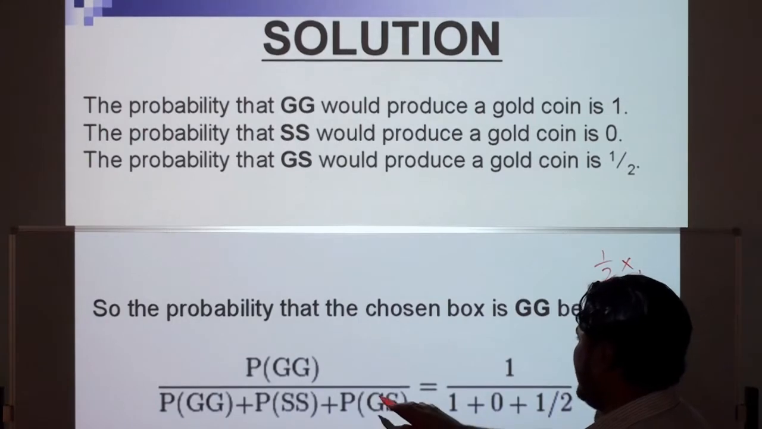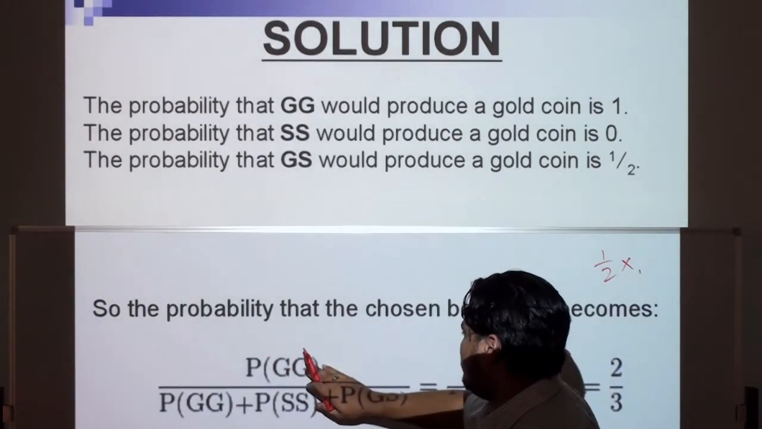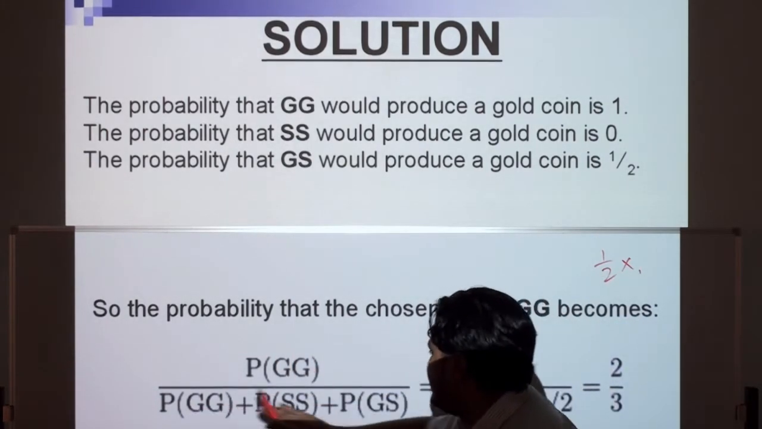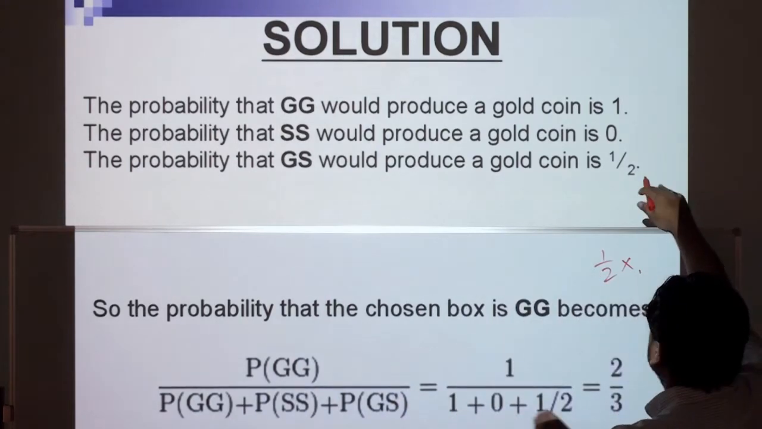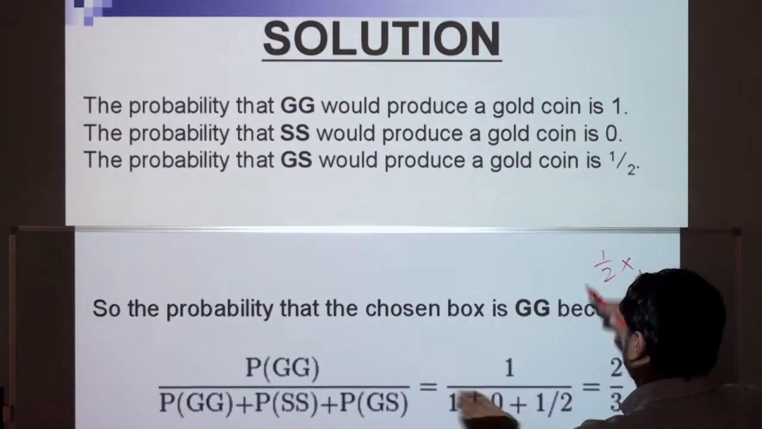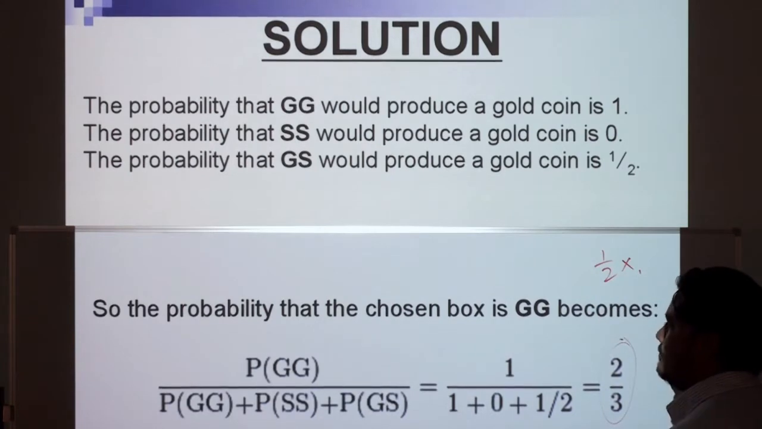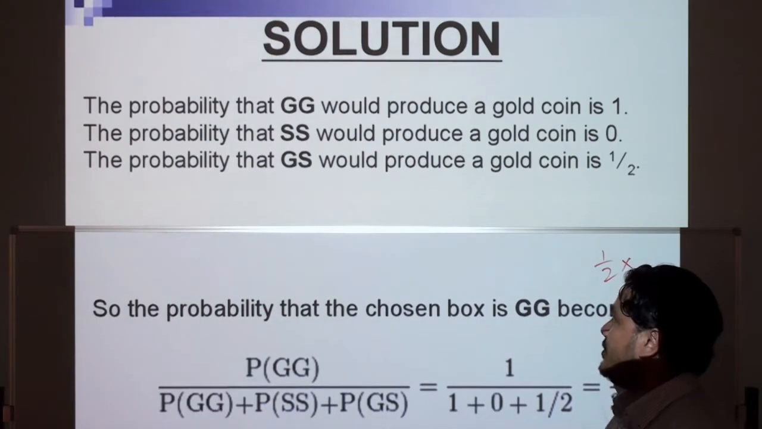Here you can see the formula. Probability of getting the gold and the other one, divided by the probability of all. So we've added the 1, the 0, and the half, and we have the 1 on top of it. Our answer, 2/3. Okay, let's move on.